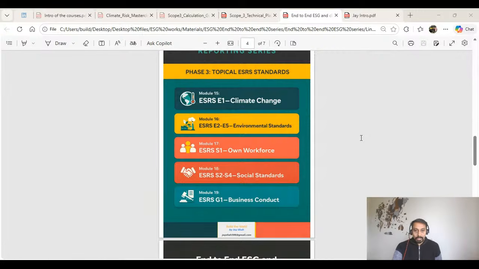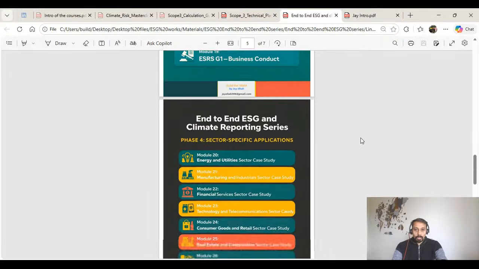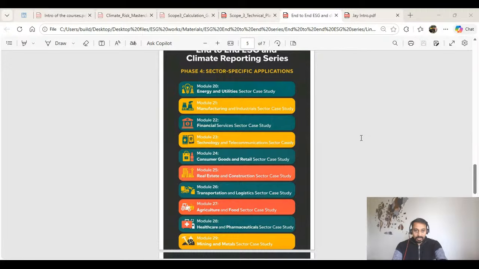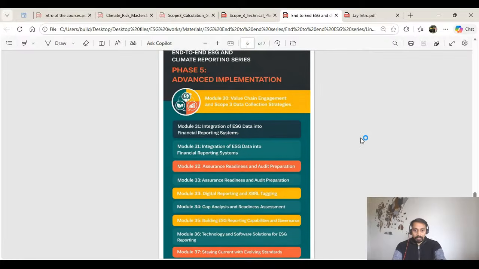Here we are going to deep dive into ESRS E1, E2, E3, E4, E5, and the social and governance standards. Phase 4 covers sector-specific applications. We apply everything to real industries, whether it's energy, manufacturing, finance, tech, retail, real estate, logistics, agriculture, healthcare, or mining, and we show how ESG works differently across the various sectors. Phase 5 is very advanced implementation, covering modules 31 to 36, including scope 3 supplier engagement, some of which we will see today.